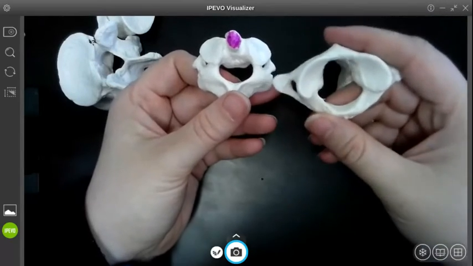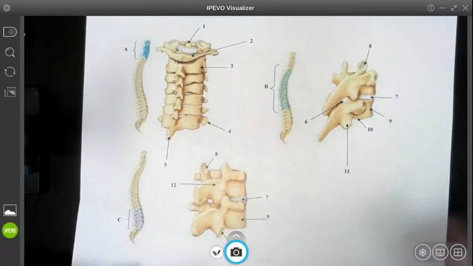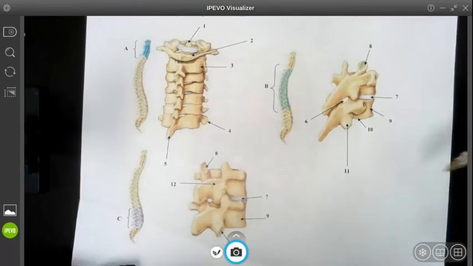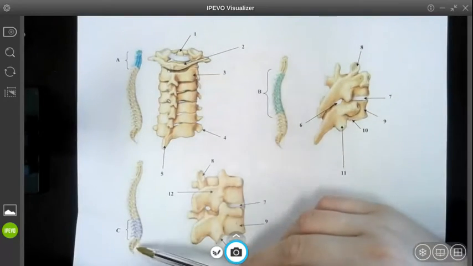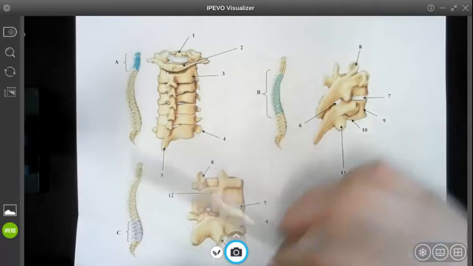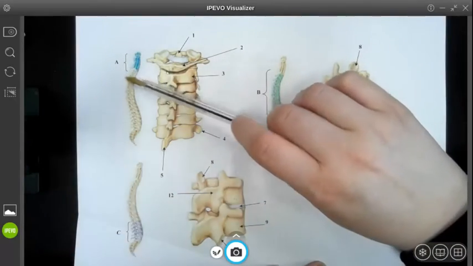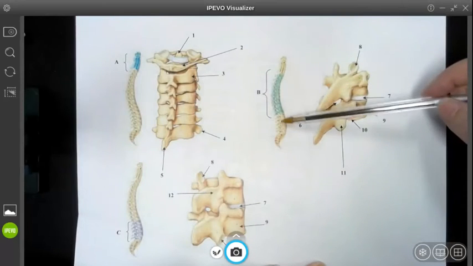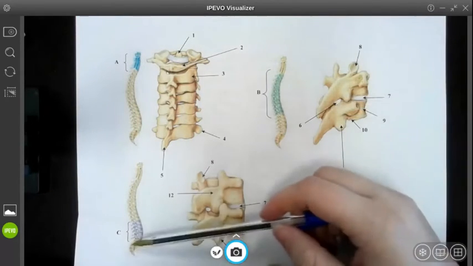Now that I've showed you what the structures are on the bones itself, let's look at our picture. So A, B, and C are not in our bone book. You might want to add that though, just so you have it. But this is cervical vertebrae, which we should know because of our body regions: neck, thoracic, this rib cage, and lumbar, low back.